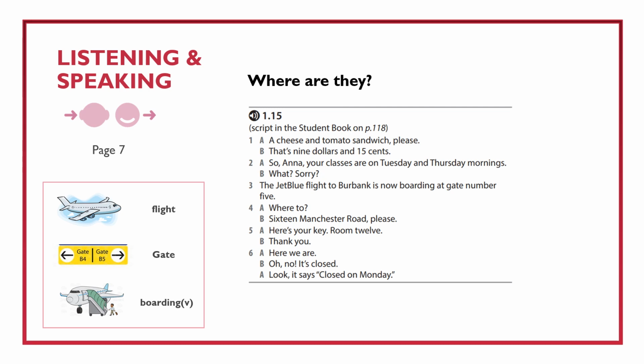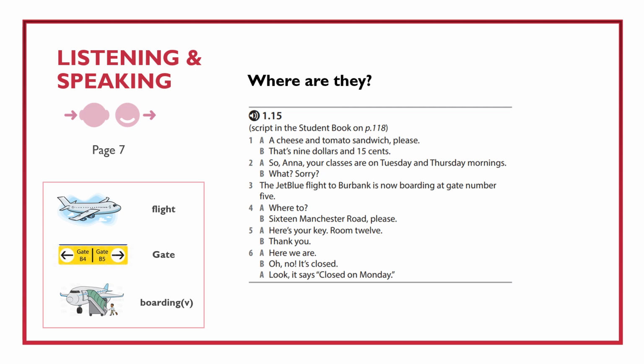Number 2, A: So Anna, your classes are on Tuesday and Thursday mornings. B: What? Sorry? So we have the word classes. They're talking about Anna's classes on Tuesday and Thursday mornings. So that would be in a language school.